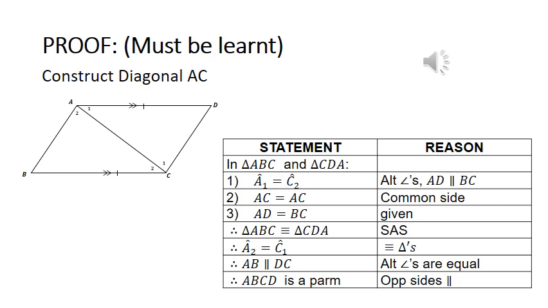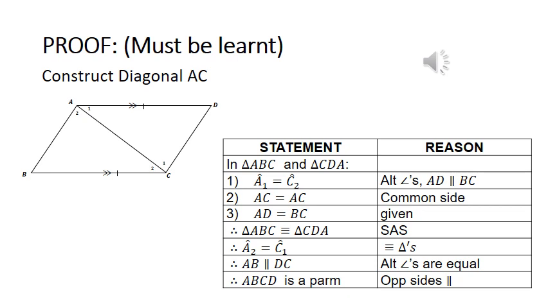The second thing we can see is that line AC is common. So it's a common side for both triangles. And the third thing we can see is that AD is equal to BC. That was given. They told us that in the instructions. So that has given us enough information to prove that triangle ABC is congruent to triangle CDA. Our reason would be side included angle side.